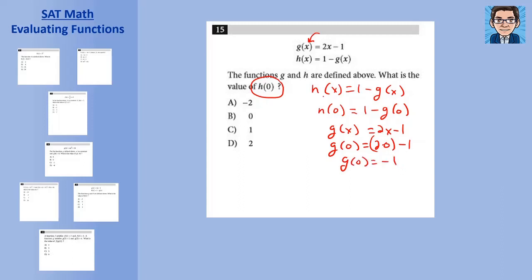So now h of x equals 1 minus g of x. So let's pull that down here, equals 1 minus g of 0, which we just calculated to be negative 1. So that's 1 minus negative 1, and 1 minus negative 1 is the same as 1 plus 1, or 2. So our final answer here is going to be D.